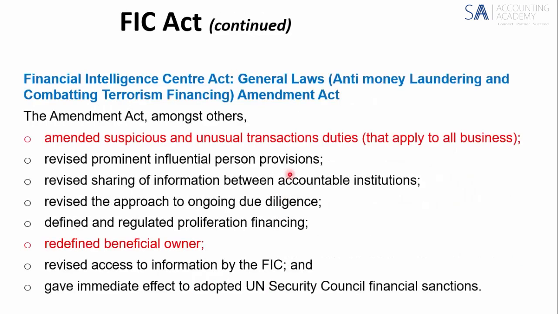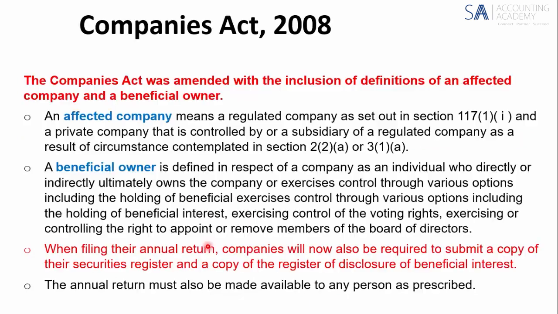The sections here for the FICA, in terms of the General Laws Amendment Act, they've amended suspicious and unusual transactions duties, the ones that apply to all businesses. It has in the past and it still does. They've redefined what a beneficial owner is. All the others, they're much of a muchness, still the same there.